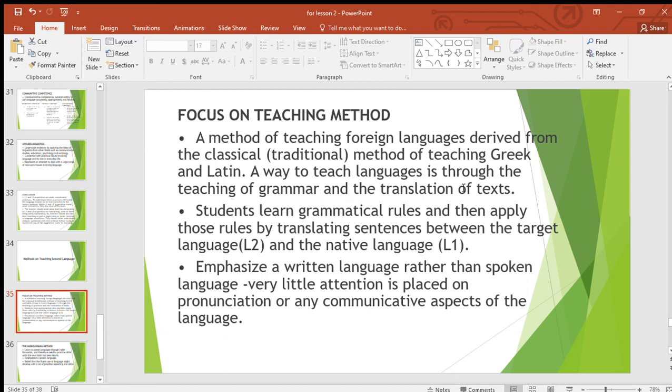So this is basically teaching the second language by learning how to translate the native language. For example, translate "gusto kita" into English or "I hate you" into Tagalog. But this is more on writing only.